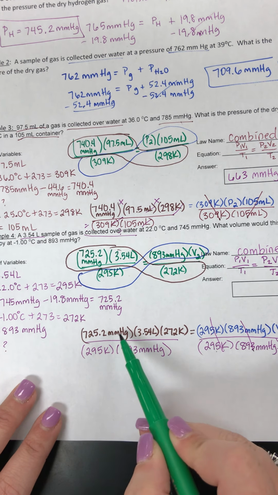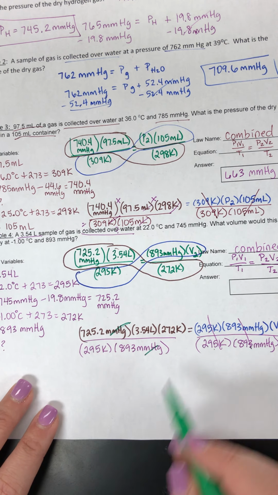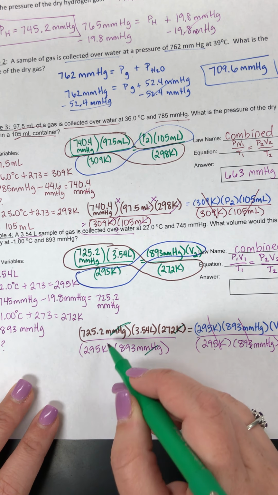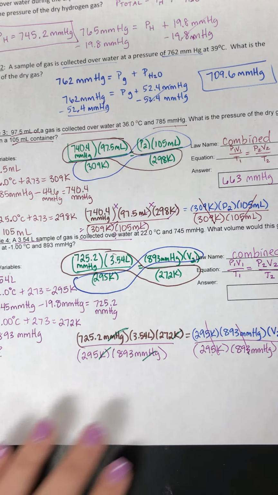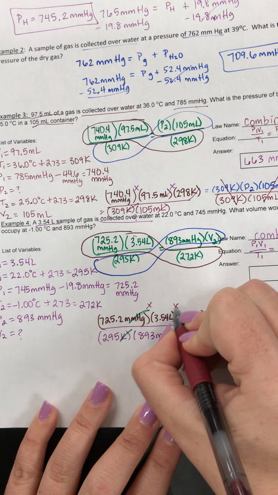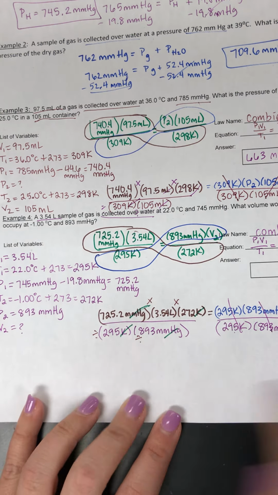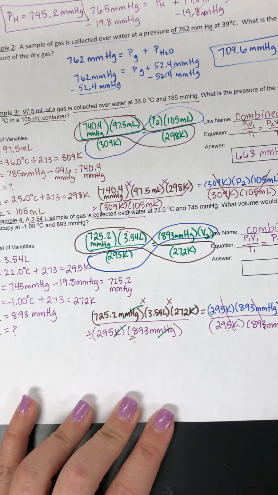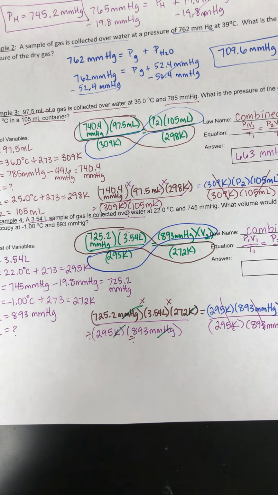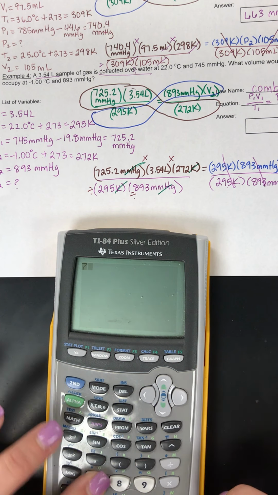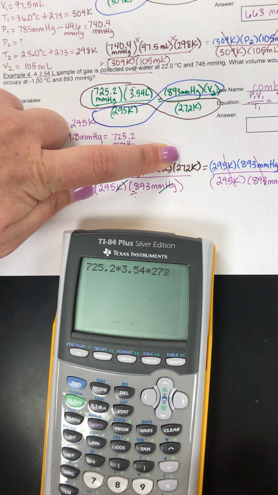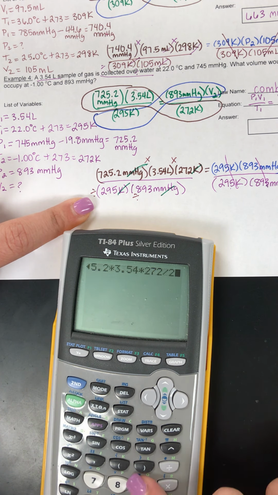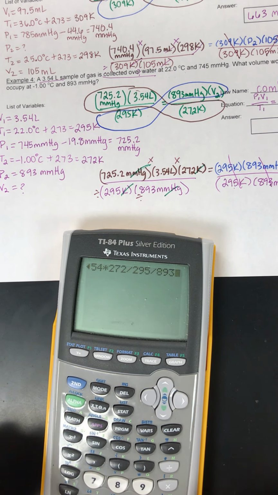Okay, let's look at units. mmHg cancels. They match on top and bottom. Liters doesn't cancel, but Kelvin does. So I'm left with liters, which I'm looking for V2, and that is a unit for volume. So remember to solve. You're going to multiply the top 3 and divide the bottom 2. Notice again, it's 3 numbers on top, 2 on bottom, every time for combined gas law. So 725.2, scoot that up so you can see. 725.2 times 3.54 times 272 divided by 295 divided by 893.